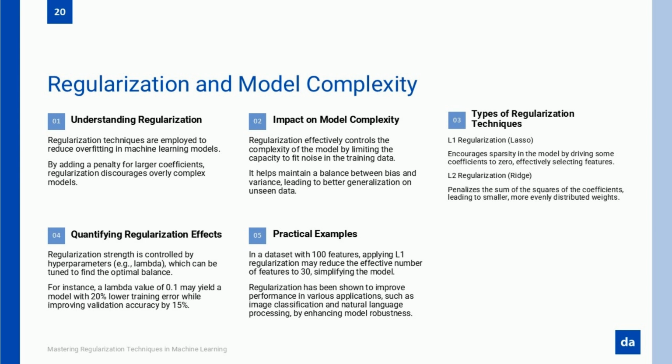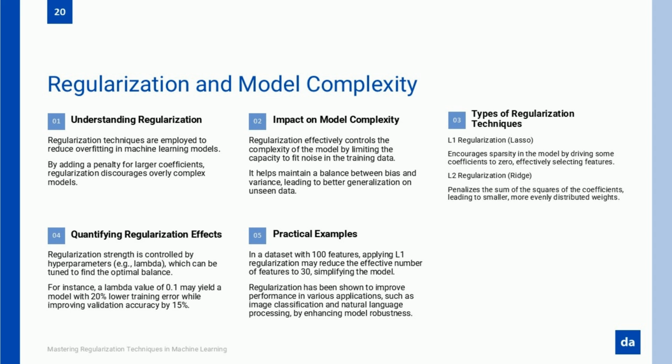L1 regularization, Lasso, forces some feature weights to become exactly zero, effectively removing less important features. L2 regularization, Ridge, smooths out large weights, preventing any one feature from dominating the model. By applying L1 or L2 regularization, we control complexity by ensuring that only the most relevant features contribute to predictions.